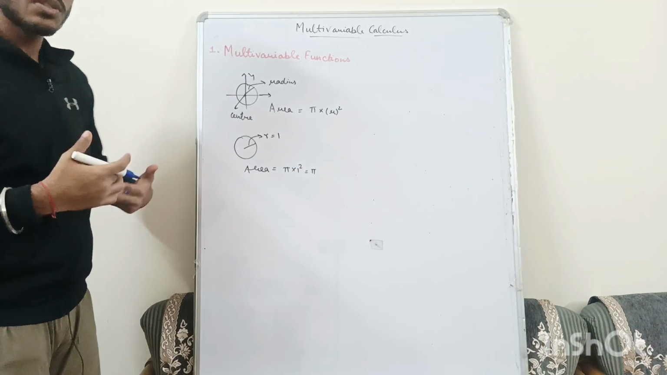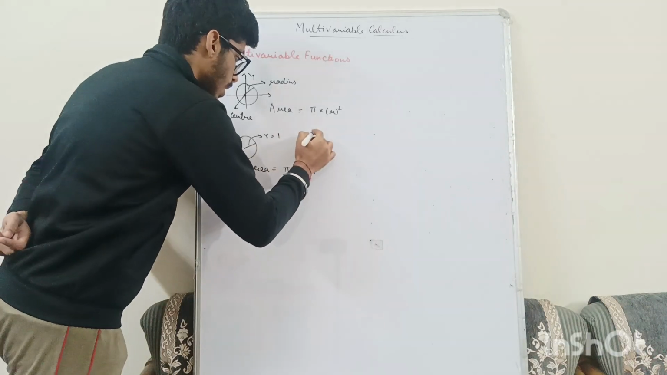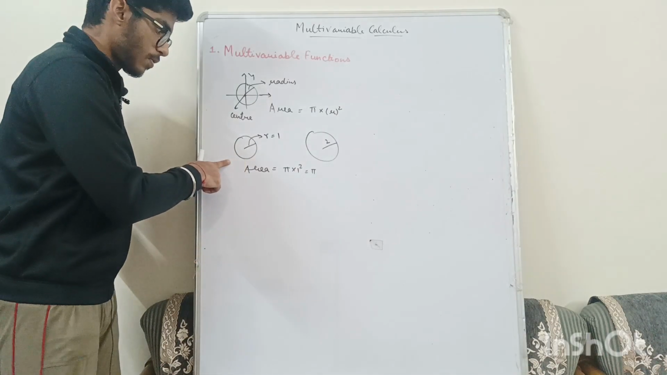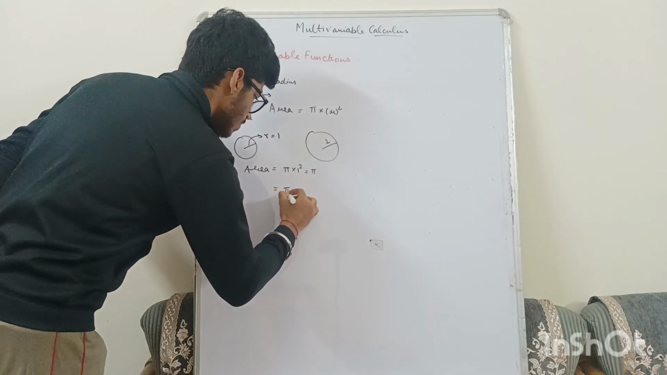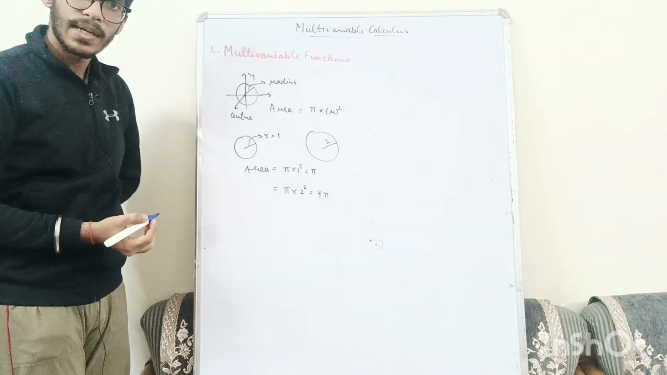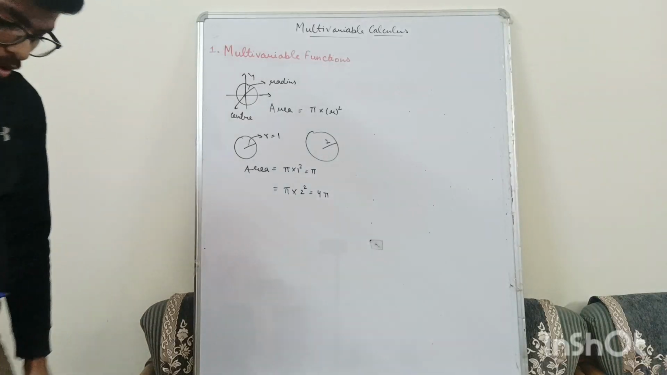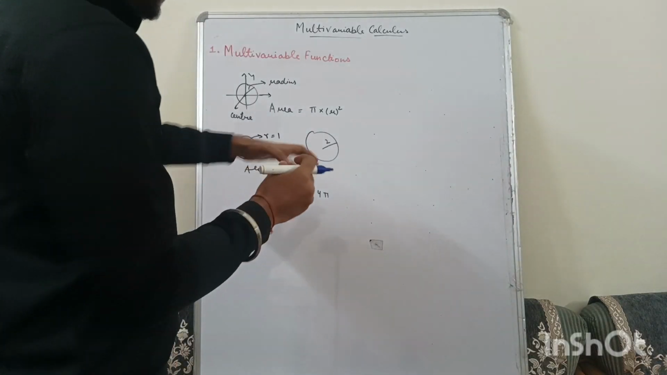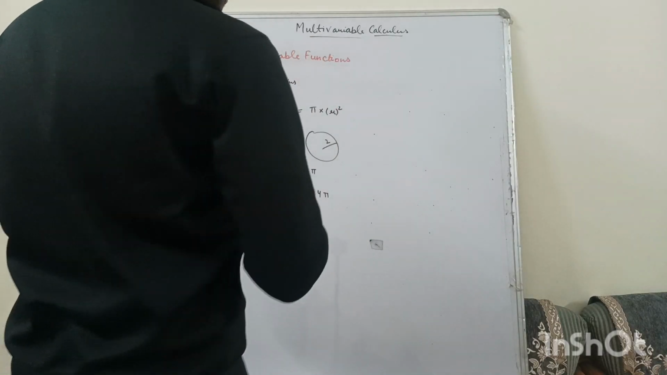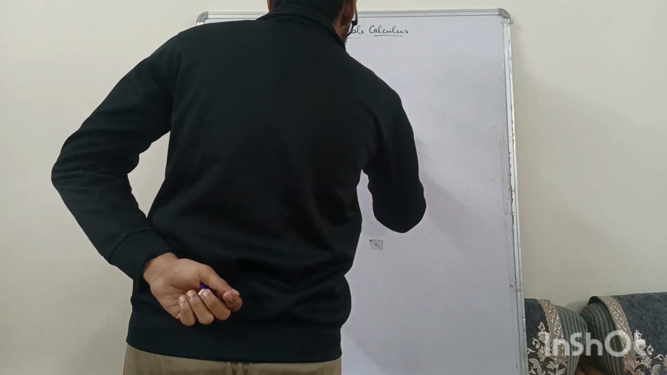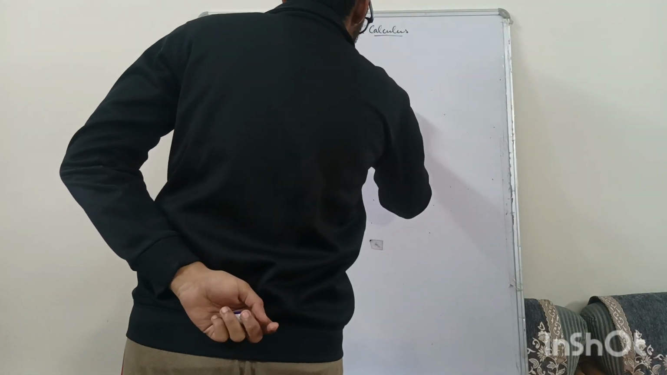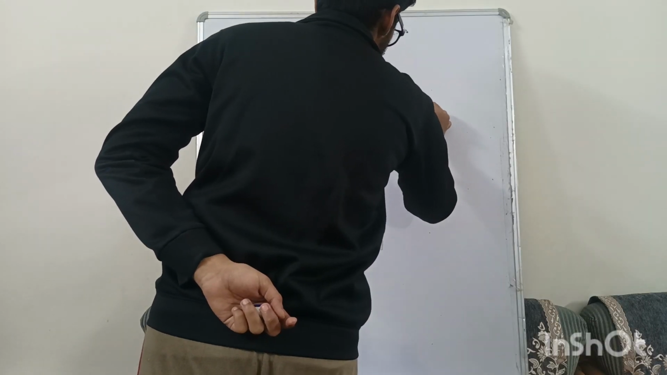Similarly, if my radius changes to 2, so if I have a circle which has twice the radius of the first circle, it will be pi times 2 squared, which is 4 times pi, right? So you can clearly see that the area of a circle is changing as my radius changes. So I can write an area as a function of radius r, function of r.